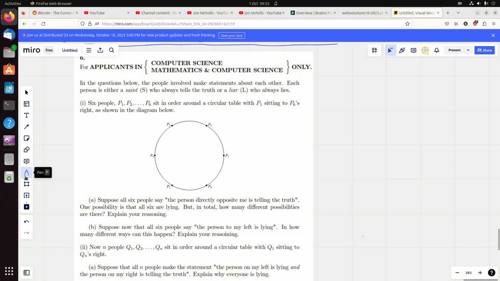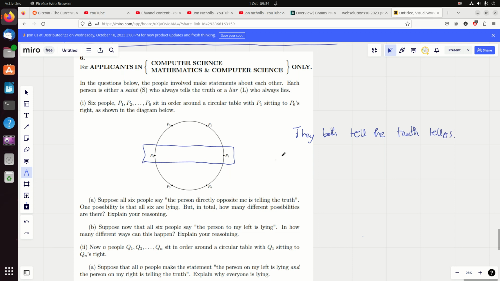What is logically consistent? Now, when you think about it, just think about a pair of people, yeah? Because we're talking about the person directly opposite us. So let's think about P1 and P4. Okay, if both P1 and P4 say the other person's a truth teller, well, one possibility is that they're both telling the truth. Yeah? And that's consistent. They both tell the truth. Because if they're both describing each other as truth tellers, then it's perfectly possible that they're both truth tellers, yeah?